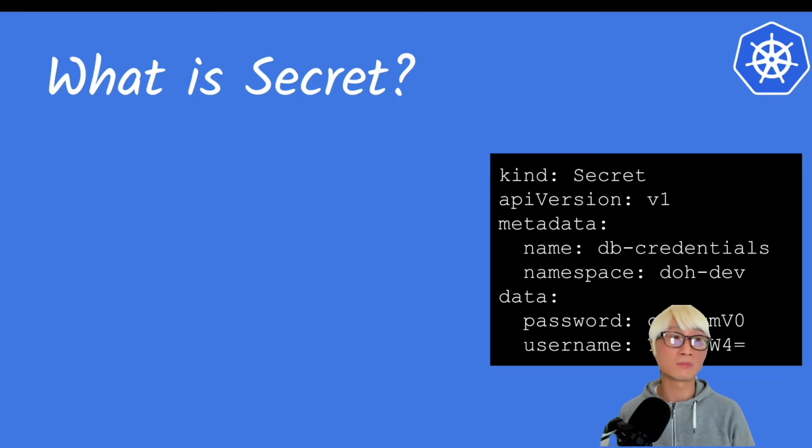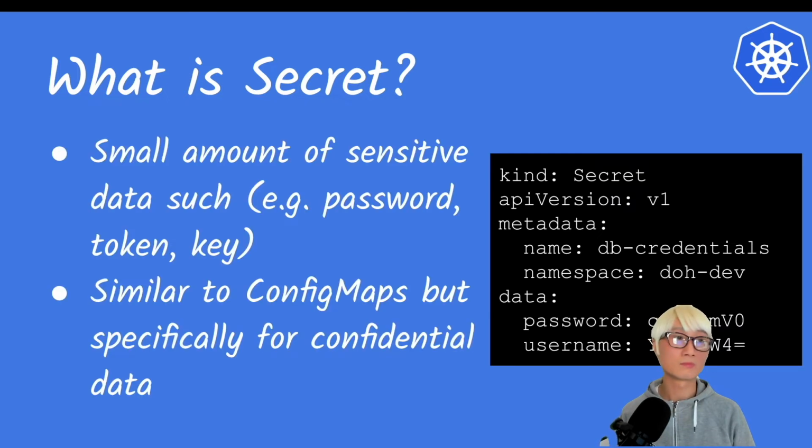As you can see on the right side, the secret manifest here, you need to specify the kind object as Secret, and then there are multiple ways to create your secret information here. So basically the definition of a secret is a small amount of sensitive data such as a password, a token, and a key credential. It's a little bit similar to a ConfigMap, but it's specifically for confidential data.